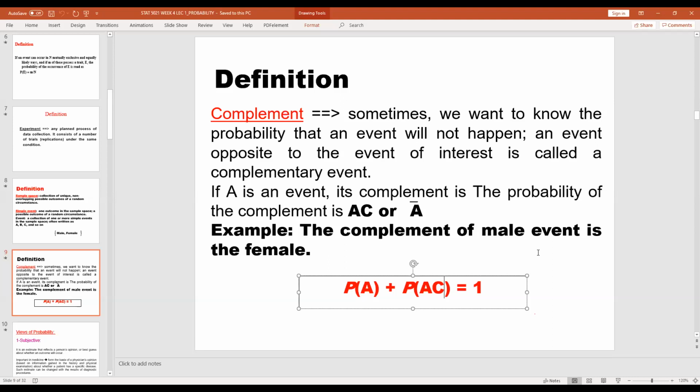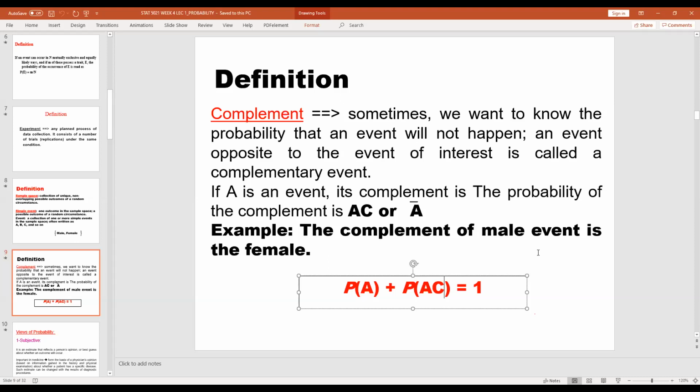So when I talk about the complement, it is more or less the event I'm not interested in within the sample space. If I'm interested in event A, then the complement of A would be the event I'm not interested in, because it's not possible that I'm going to be interested in all events in the sample space. So I need to identify the event I'm interested in, and the complement of that is the event I'm not interested in.